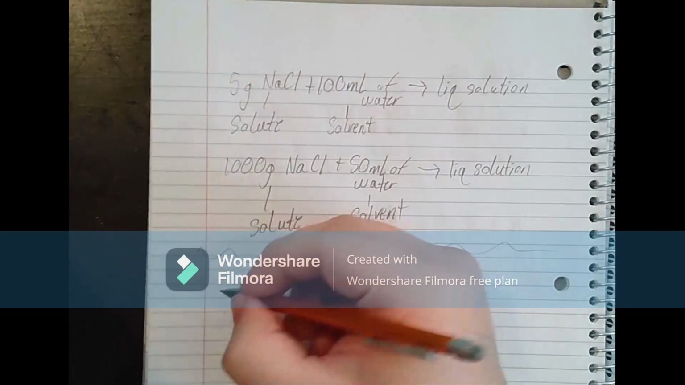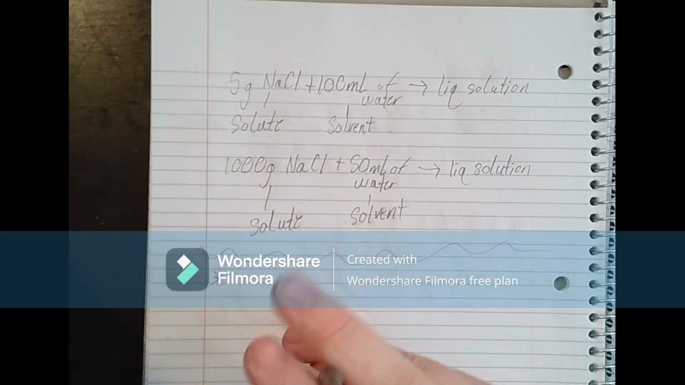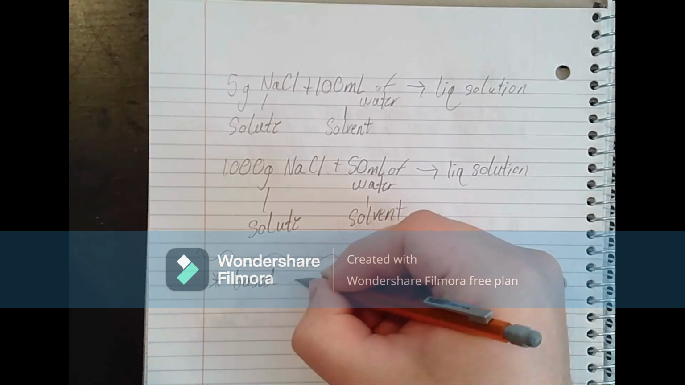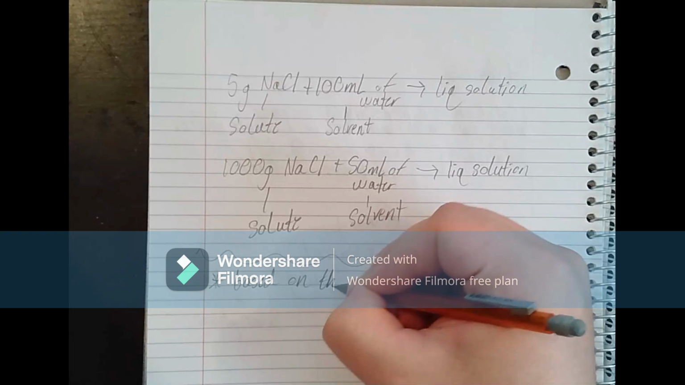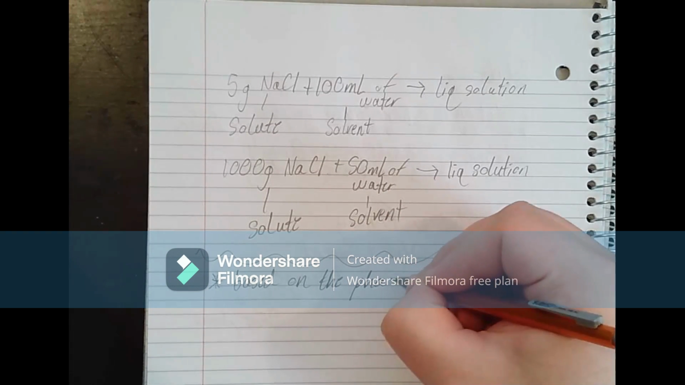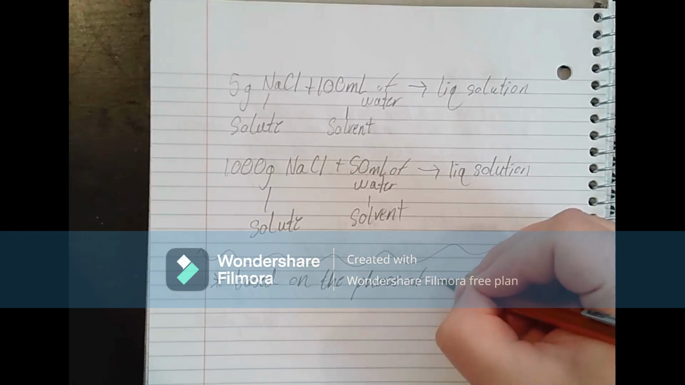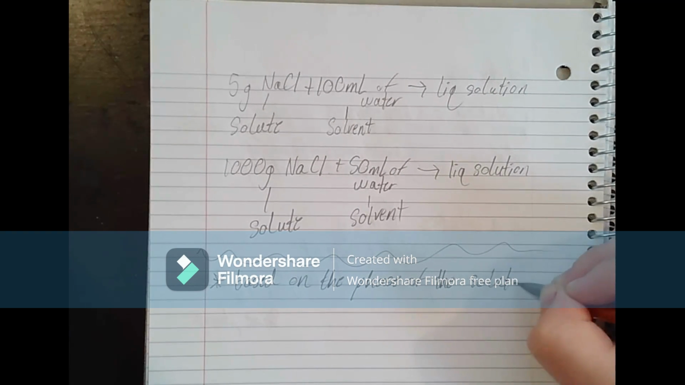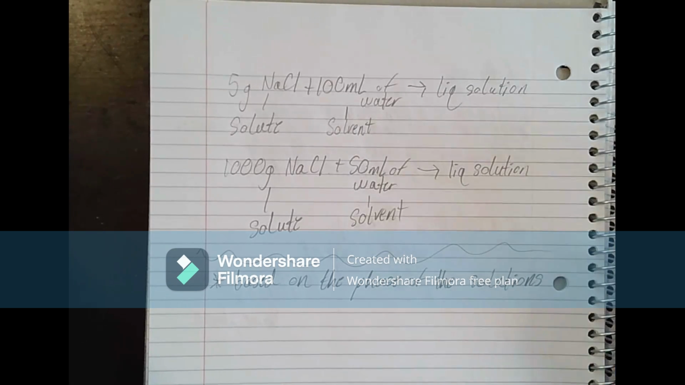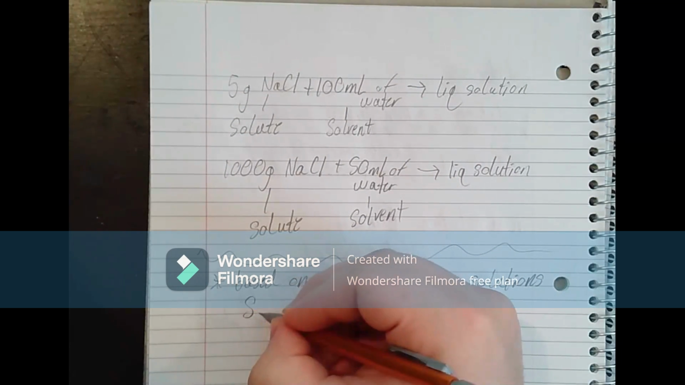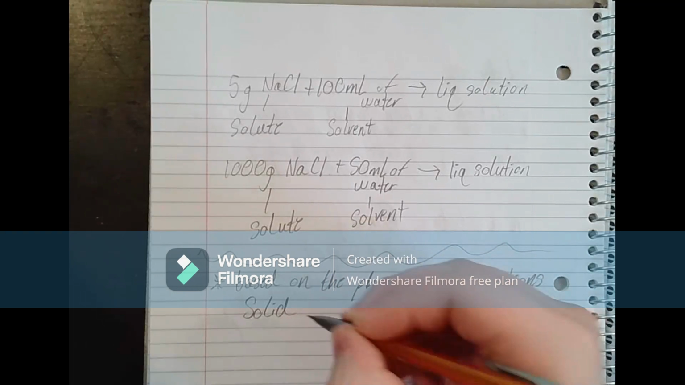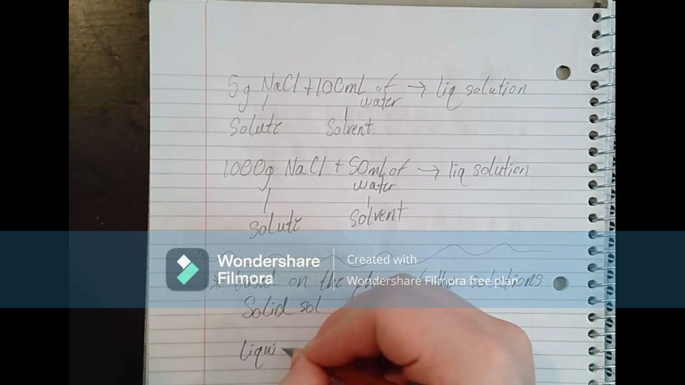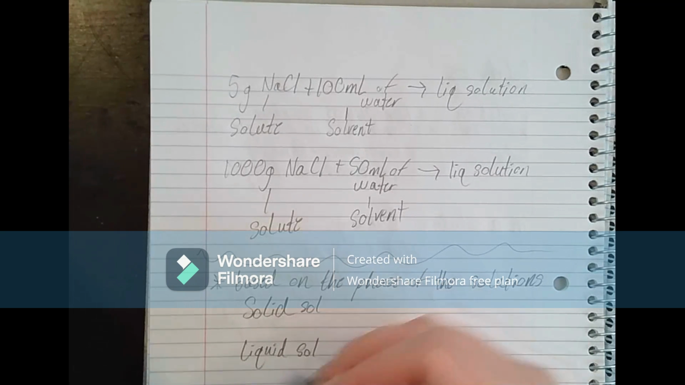Now, based on the phase of the solution, you can further break down solutions into 3 types. That being solid, liquid, and gaseous.